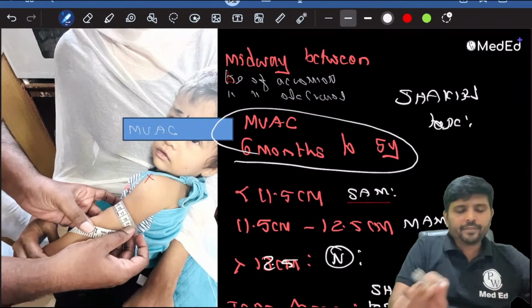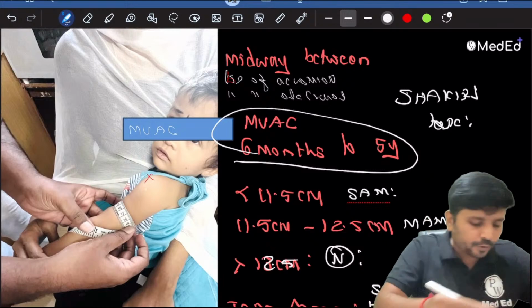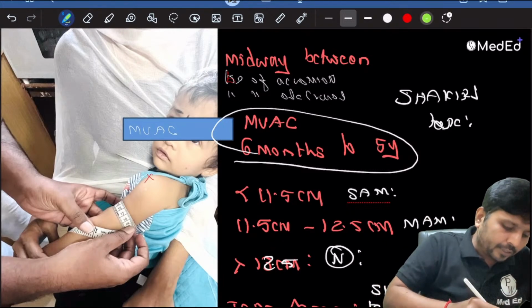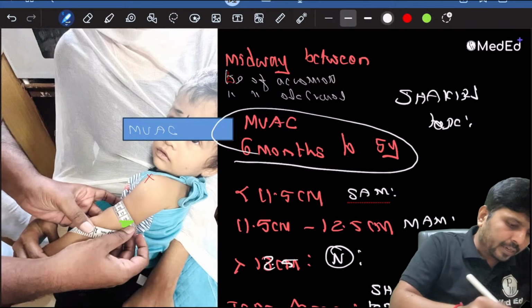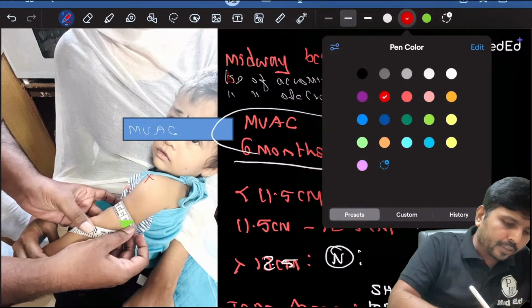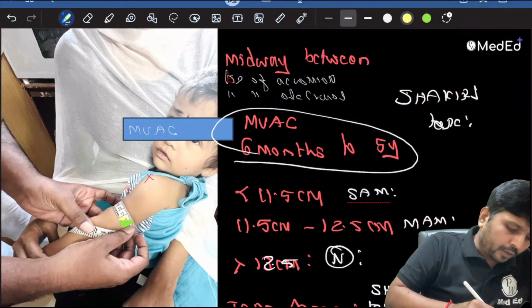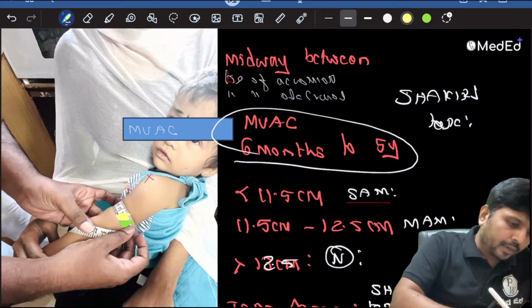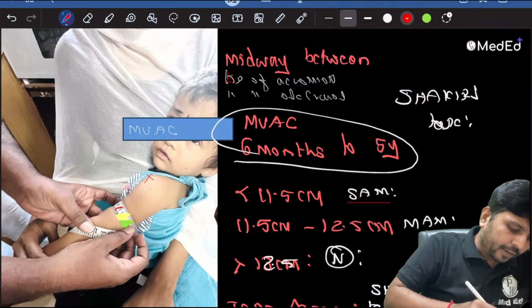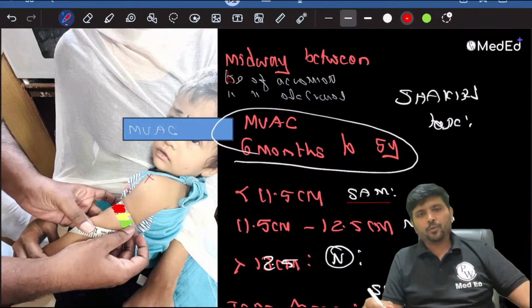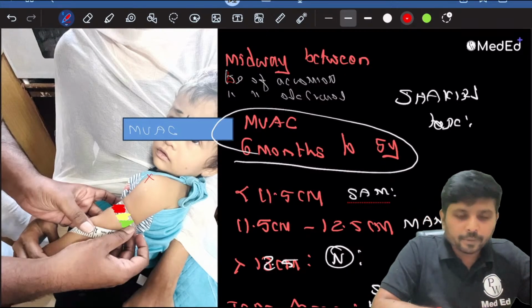Very, very important. Shakir's tape, it contains three colors. So green, and then one more color is yellow, and then the tape will have red color. Red color means severe.